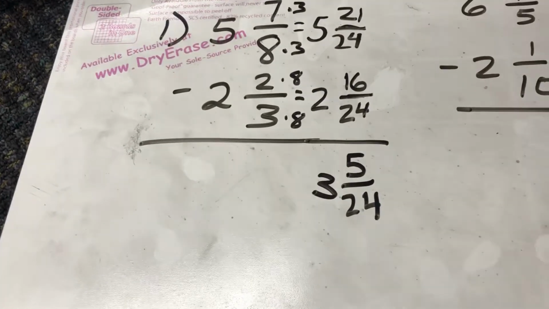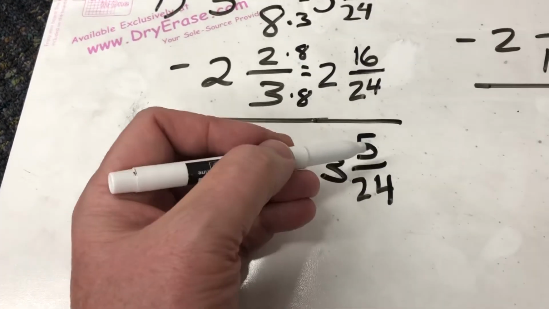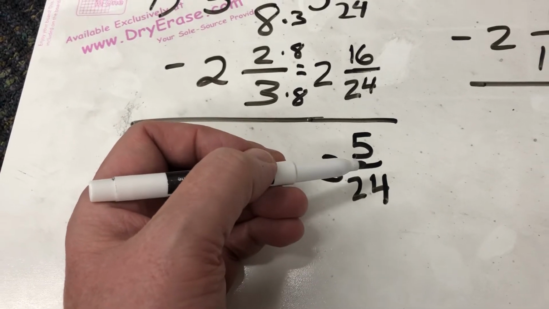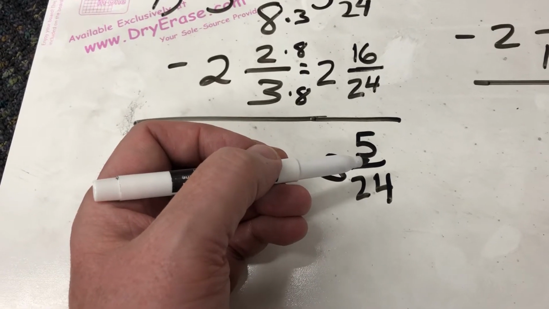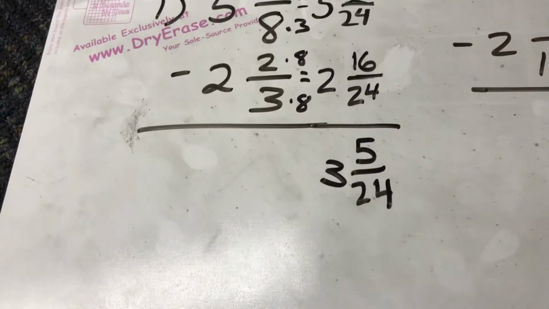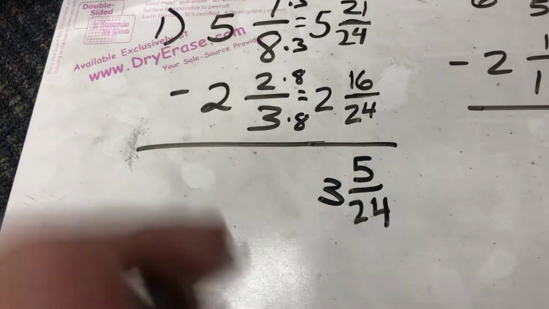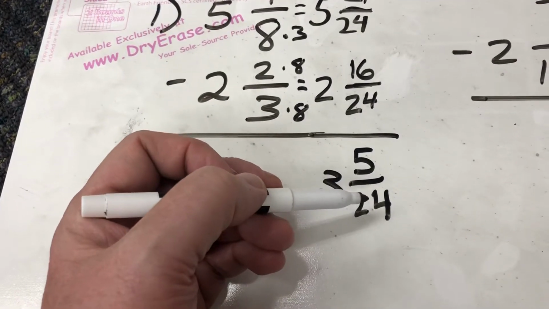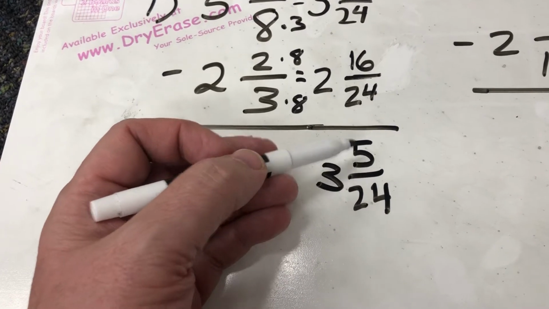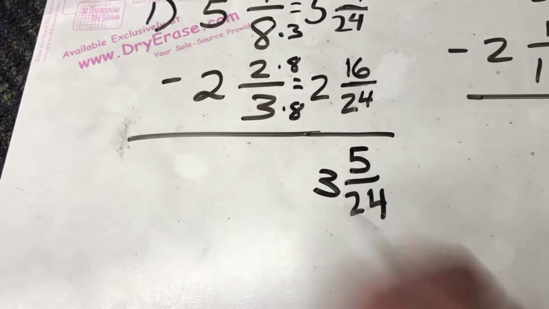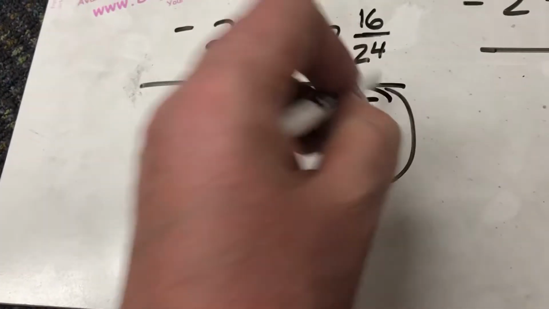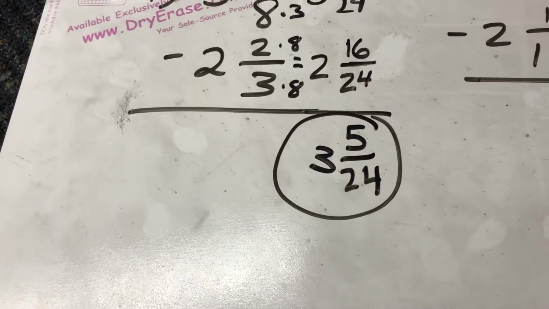Then, of course, I have to make sure everything's in simplest form. You're not going to end up with any improper fractions here when you subtract today, okay? So you're not going to have to worry about turning fractions into mixed numbers like you did yesterday with addition. But you are going to have to make sure things are in simplest form. And when I look at this, there's nothing besides 1 that can go into both 5 and 24 evenly. So my final answer in simplest form is 3 and 5 over 24.